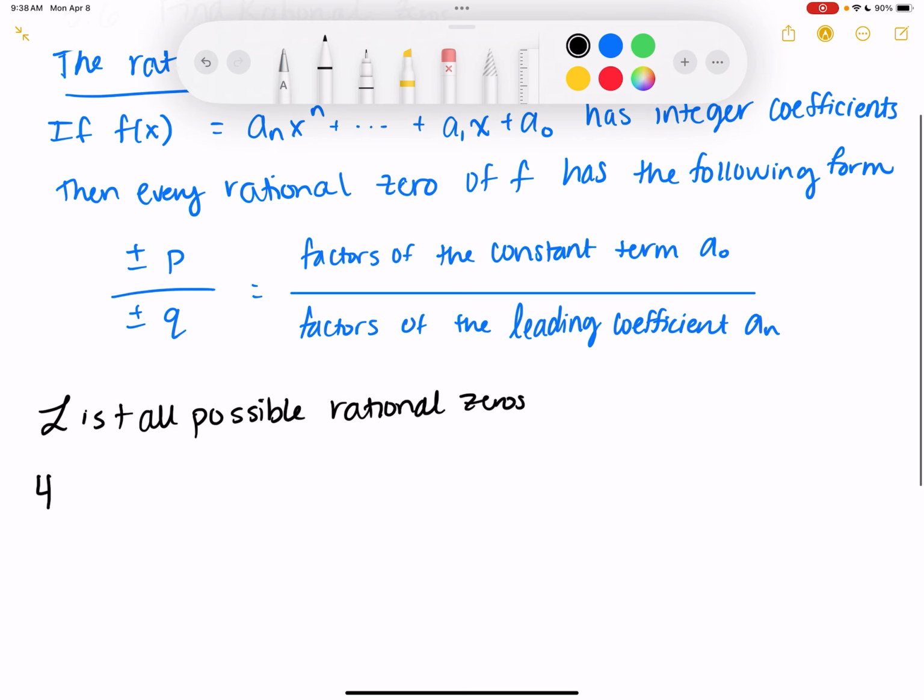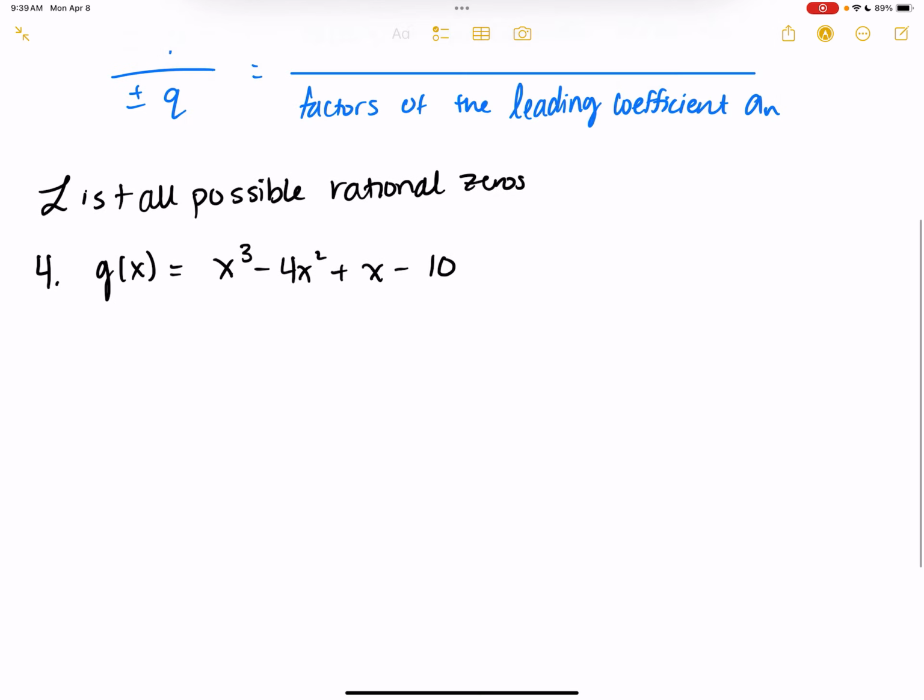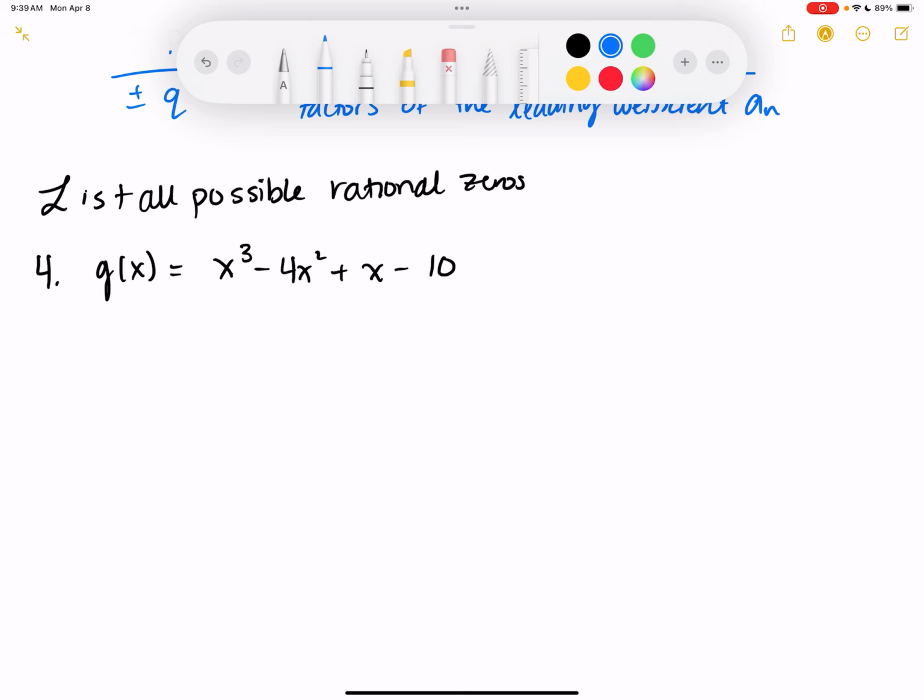So we've got number 4, g of x is equal to x cubed minus 4x squared plus x minus 10. So I don't care about all the terms in the middle. All I care about is the first and the last term when I do this. I don't even care about what sign is on the first and the last term because everything is plus or minus when I do it. So this one is going to be last term over first term, so plus or minus 10 over plus or minus, there's a 1 in front of that, so plus or minus 1.